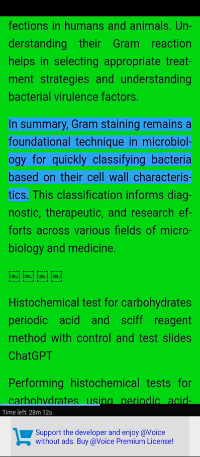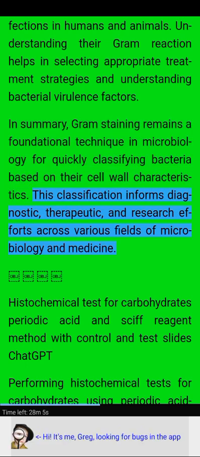In summary, Gram staining remains a foundational technique in microbiology for quickly classifying bacteria based on their cell wall characteristics. This classification informs diagnostic, therapeutic, and research efforts across various fields of microbiology and medicine.